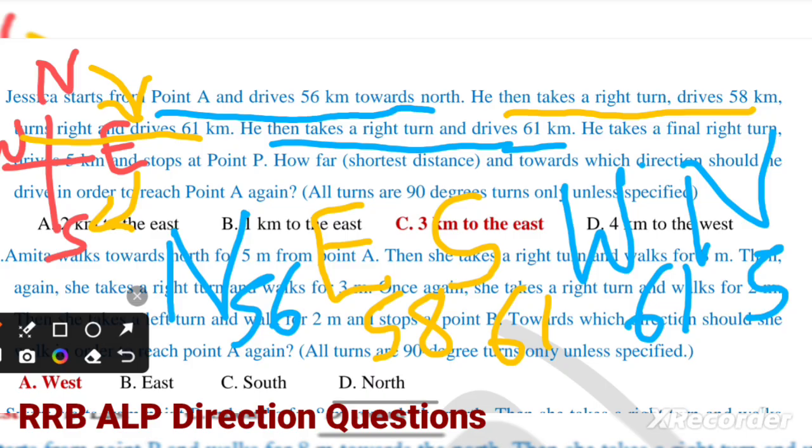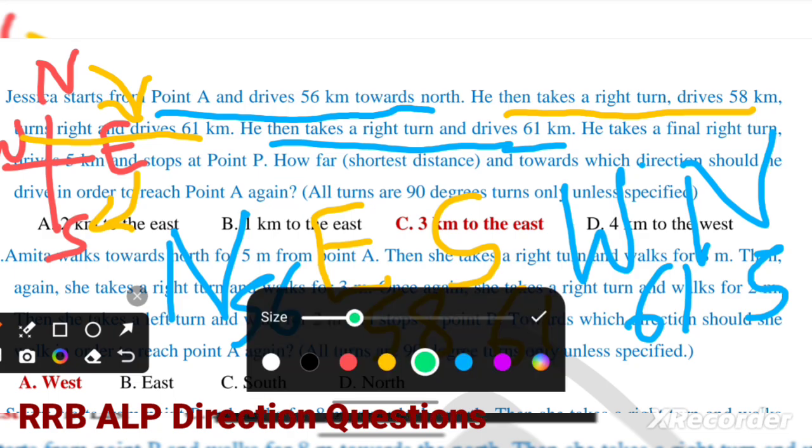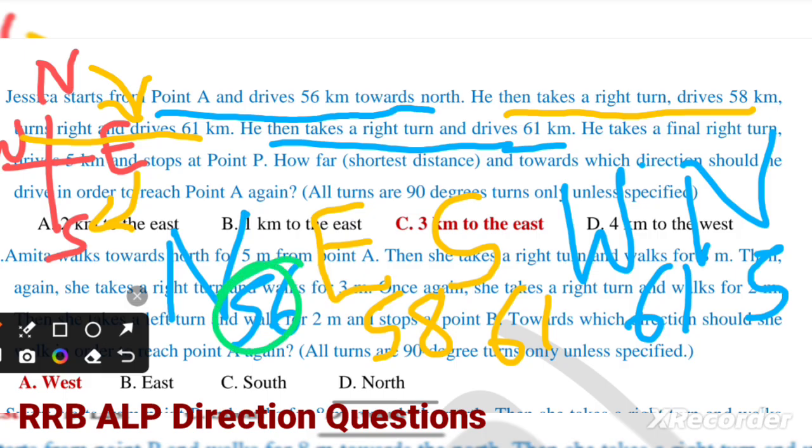Now you observe only the opposite directions. So here opposite directions means north and south. So north, how much is there? 56 plus 5. How much will it become? 61. Okay. So north 56 plus 5 is 61 and south 61, it will get cancelled.